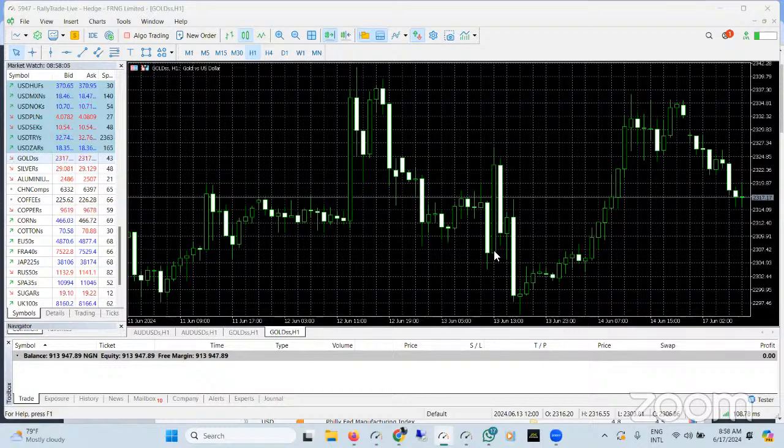Why is it that when stop loss or take profit is taken, the modification button doesn't show? Well, the only reason, Valentine, why the button will not show when modification is done is because you don't use the proper price.